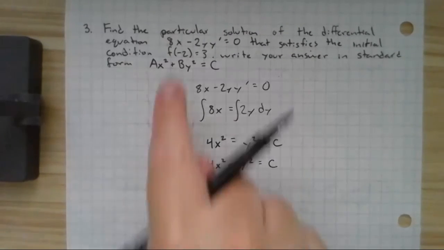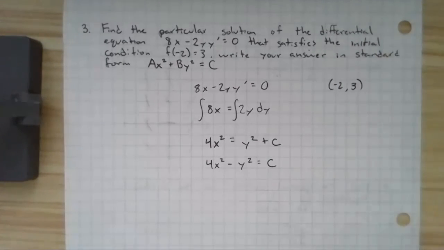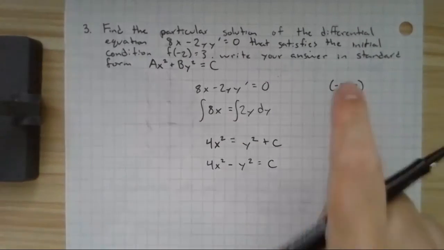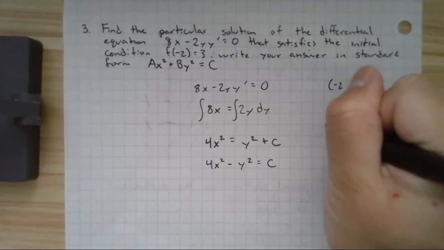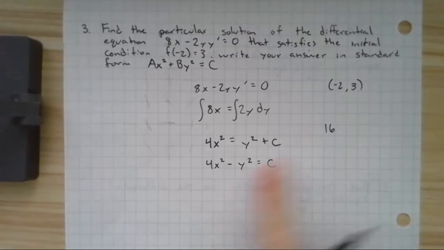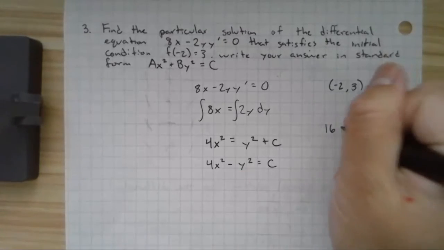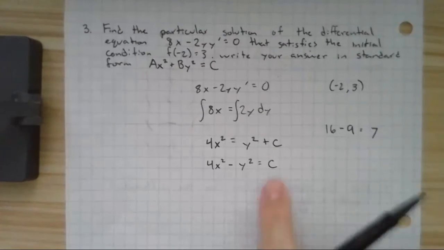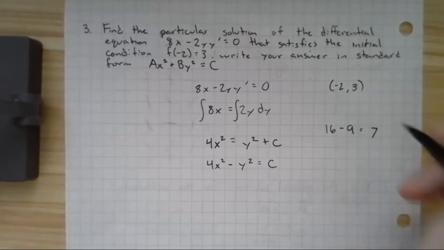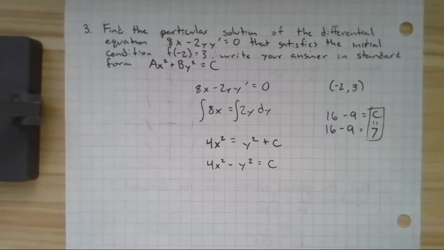So again, when the x value is negative 2, my y value is 3. So if I plug this in right here, negative 2 squared is positive 4. 4 times 4, I get 16. And then right here, y value is 3, so minus 3 squared, I get 9. So 16 minus 9 is 7. So that's c. c is going to have to be 7. I might have skipped a step there. I forgot to write the c. Anyway, so c is 7.